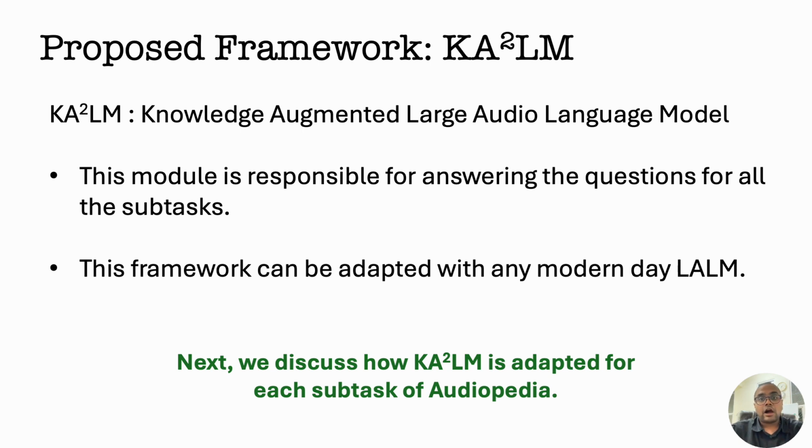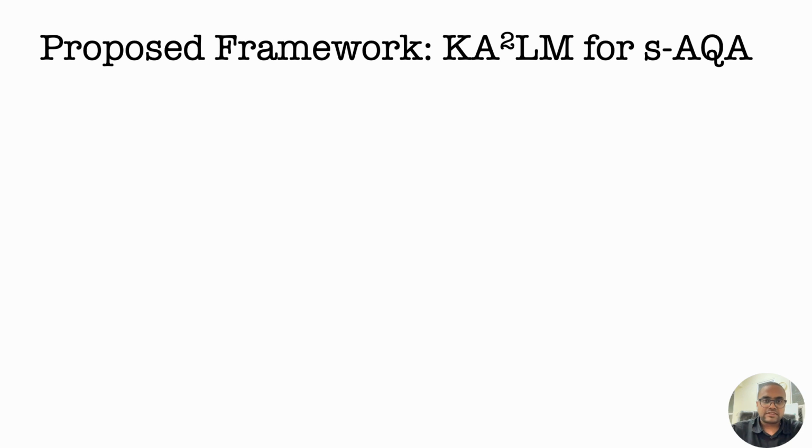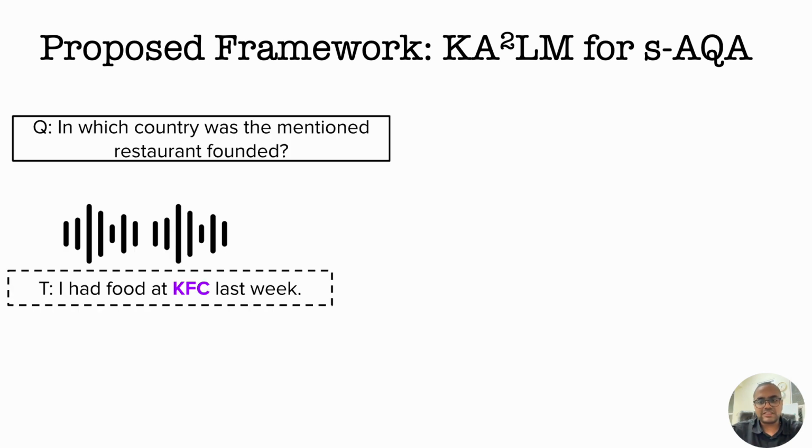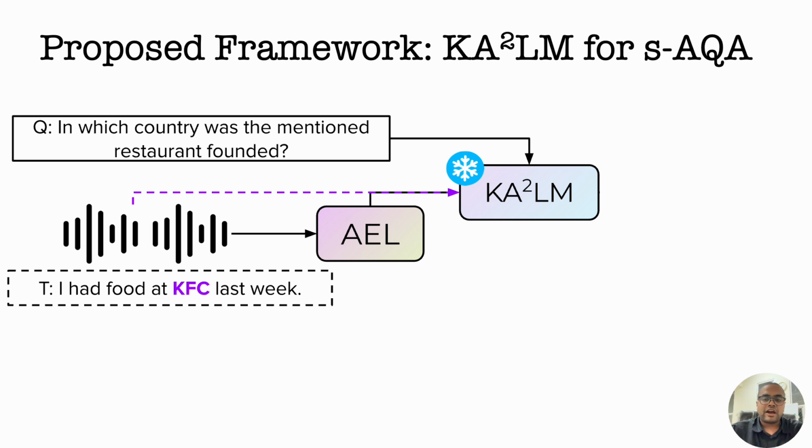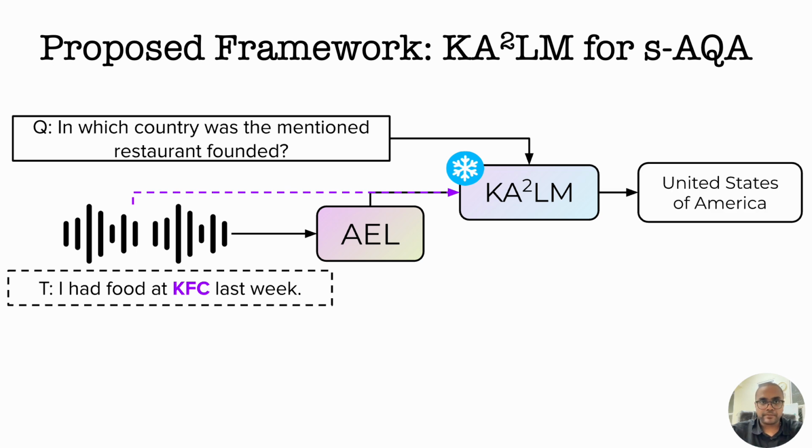Next, we discuss how CALM is adapted for each subtask of Audiopedia. First, I'll start with CALM for s-AQA. Given a knowledge intensive question over an audio, first we obtain AEL linked knowledge for the given audio. And once AEL linked knowledge is obtained, CALM framework augments the linked knowledge to the multimodal inputs of the LLM, which are the question and the audio earlier. Now the input would be question, the linked knowledge, and the audio to generate the final answer.